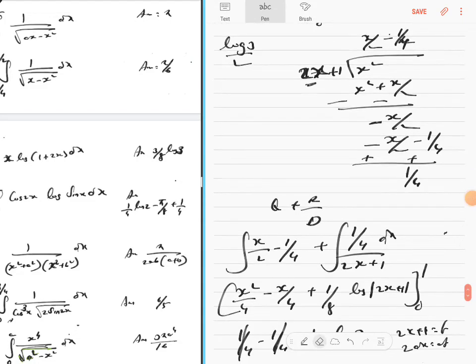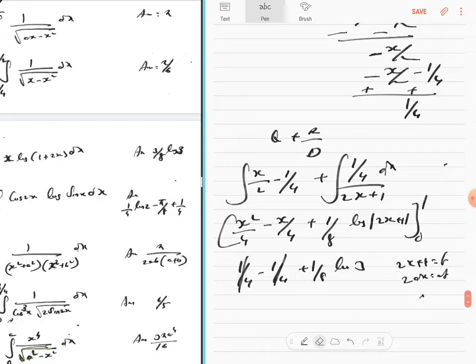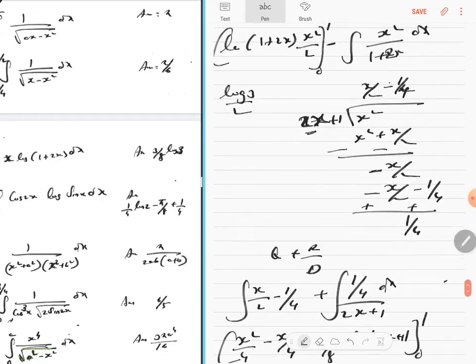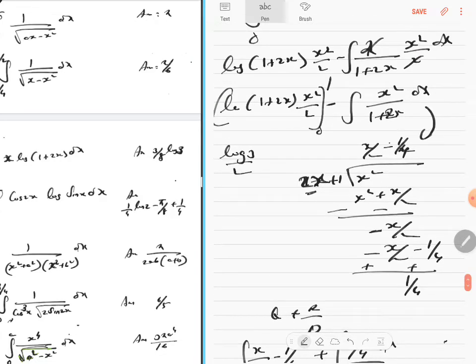So quotient plus remainder by divisor, and then you integrate those, you get this, and apply 0 to 1, you get 1 by 8 into log 3 as the answer for this part, which is the quotient plus this integration part. What about the first part which we've solved?